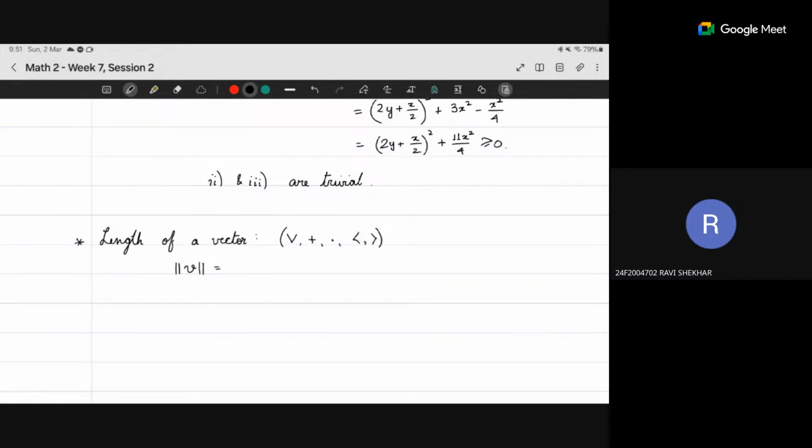In the case of the dot product, say in R2, the length of (x, y) was the square root of x squared plus y squared. But what was x squared plus y squared? This was (x, y) dot (x, y). So this dot is what we are generalizing to an inner product. So what we will use is the square root of the inner product of v with v.